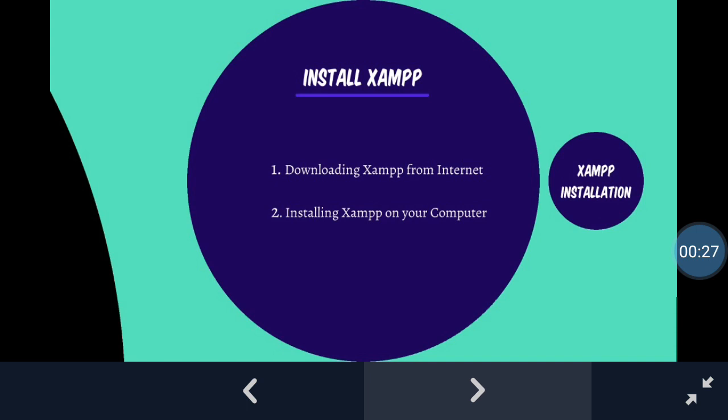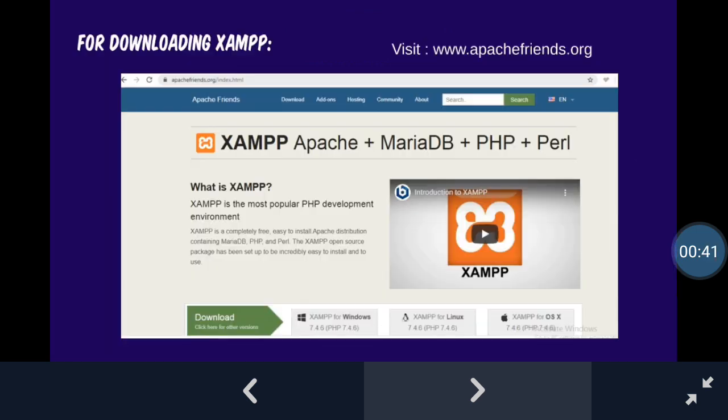For the installation of XAMPP, we need two steps. The first one is downloading XAMPP from internet, and the second is installation of XAMPP server on your computer. We shall now see the downloading process. Before that, XAMPP is a web server which provides various services. We will be using Apache service for running our PHP code. Let us now see the installation procedure.